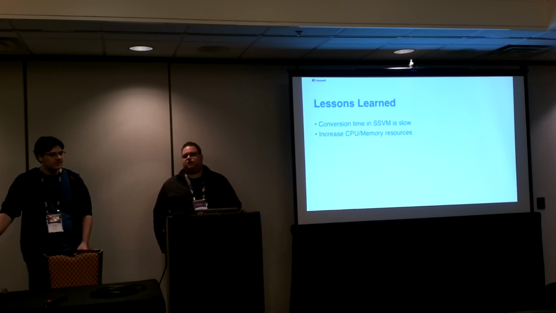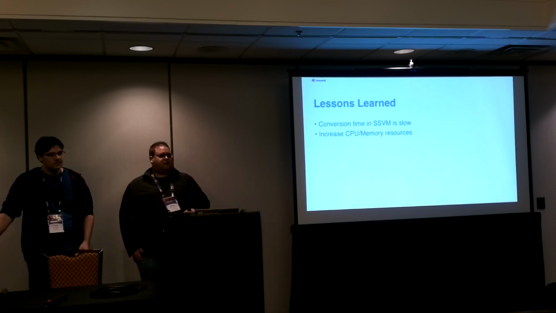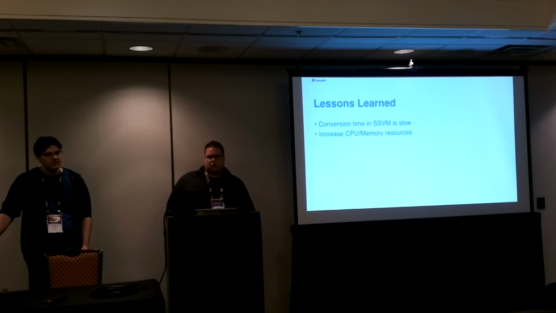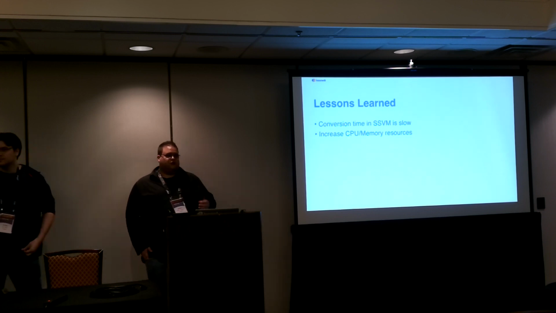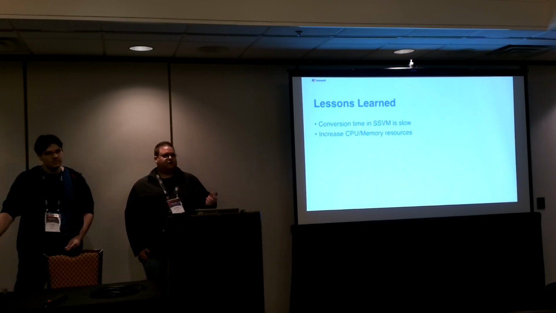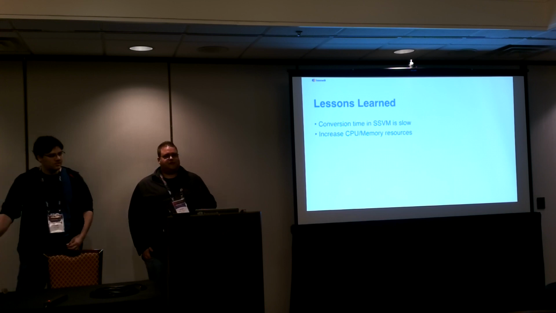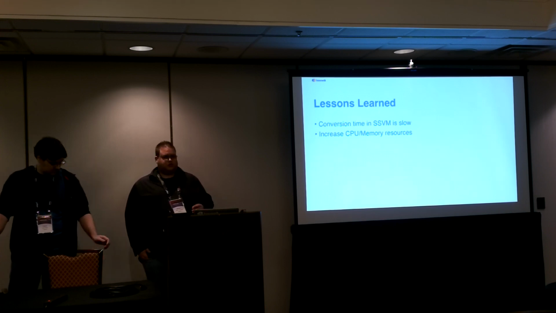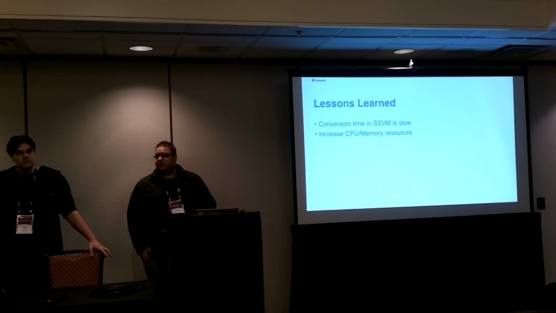And after looking into the secondary storage VM, we found out that the deployment size was, I think, 1 core and 256 megabytes of memory, or 512, I'm not exactly sure. But it's a really low amount of CPU resources and memory that the secondary storage VM has. And if you give it a lot of tasks to do, these resource settings are just not enough.